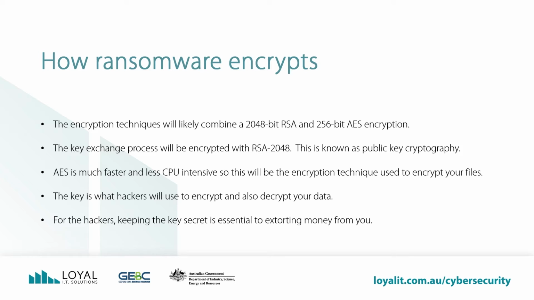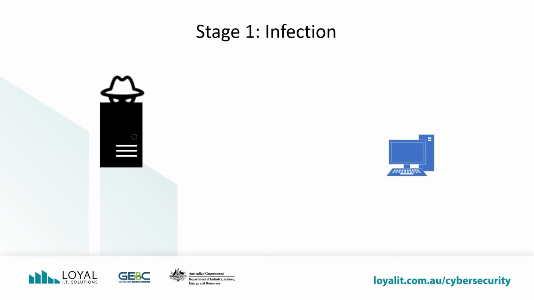Advanced Encryption Standard or AES encryption is much faster for encrypting files and less CPU intensive. So this will be the encryption technique used to encrypt your files. The key is what hackers will use to encrypt and also decrypt your data. For the hackers, keeping the key secret is essential to extorting money from you. Let's see this step by step.